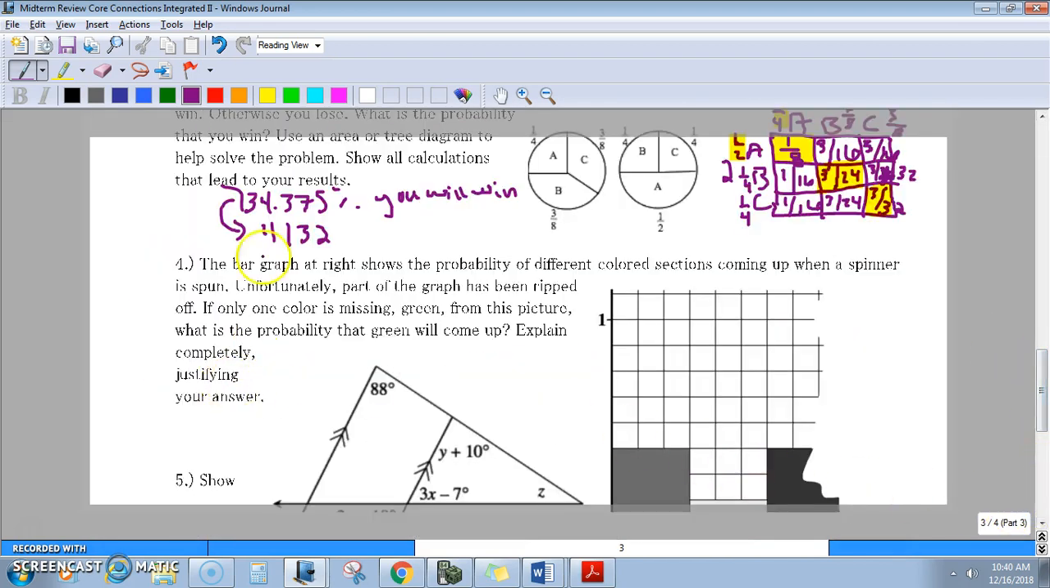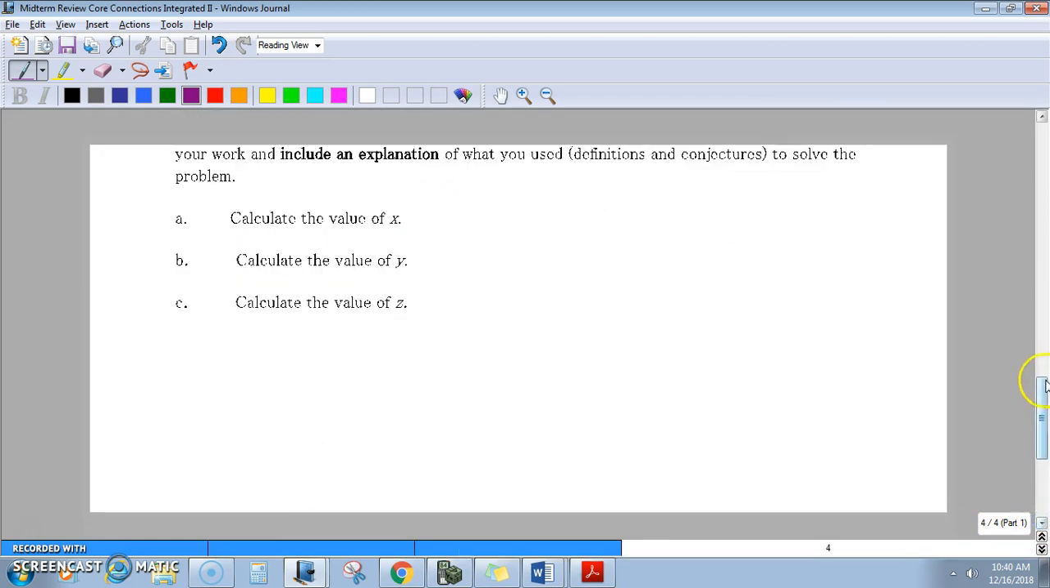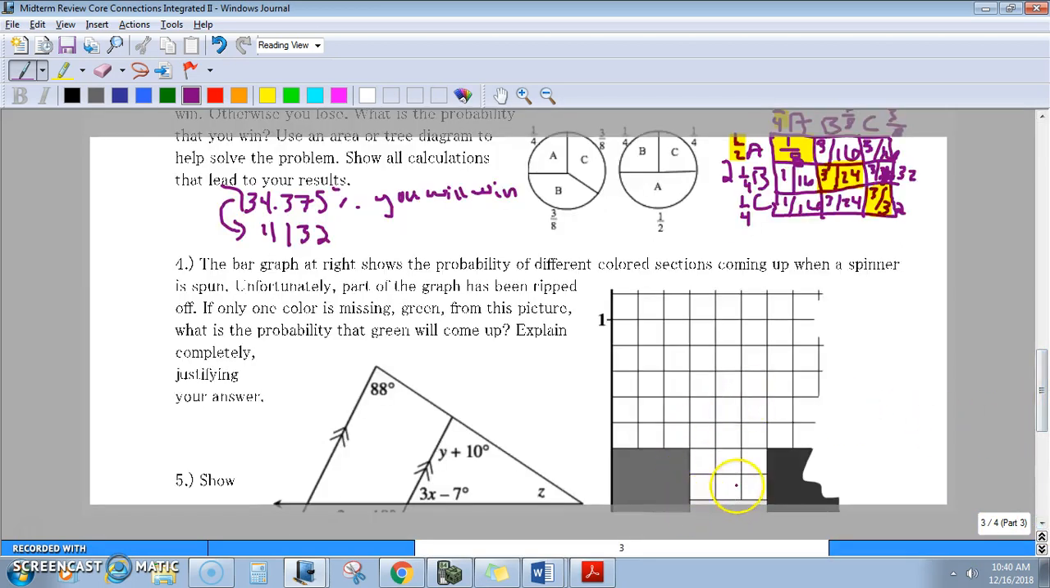Okay, what's next? So the bar graph. My triangle here is on the wrong page, but let's just look at the bar graph. The way that this question was written, I felt like it was confusing also, but let's just see. This was the red, this was the yellow, this was the blue. It was trying to figure out what percent the green was.